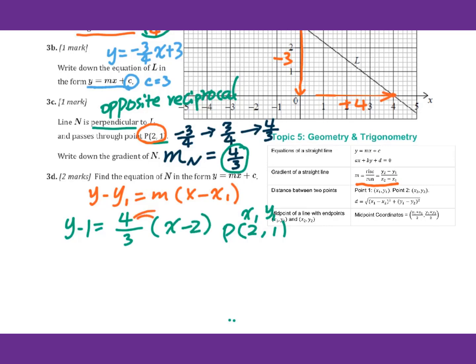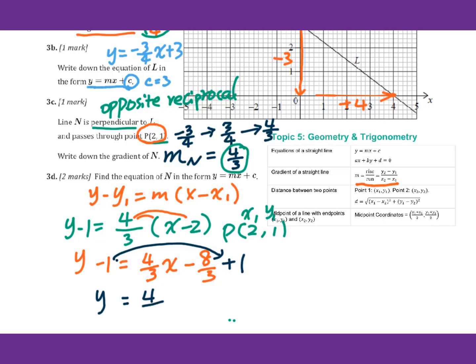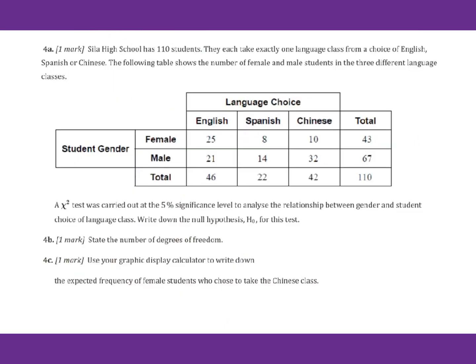Then we do the distribution property. We have y minus 1 equals 4 over 3x minus 8 over 3. Then you add 1. Y equals 4 over 3x minus 5 over 3.